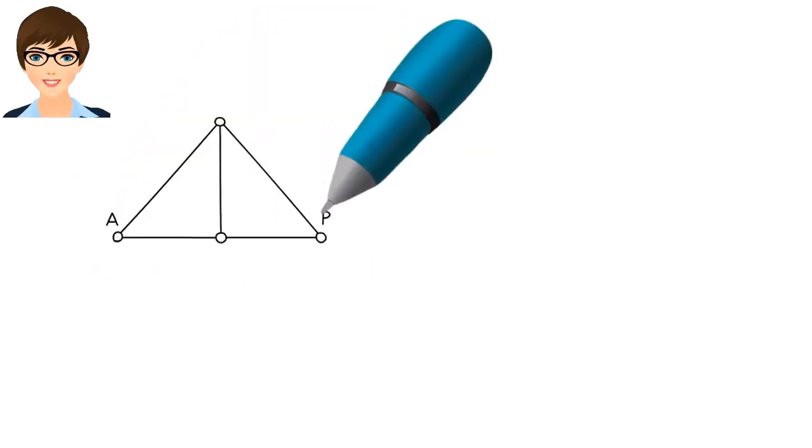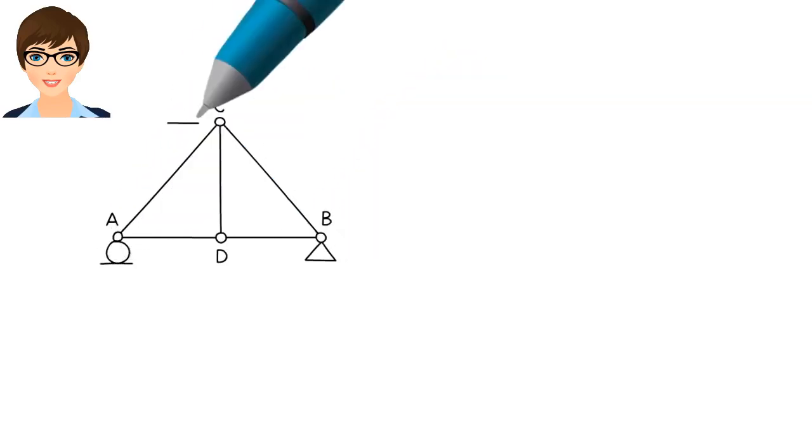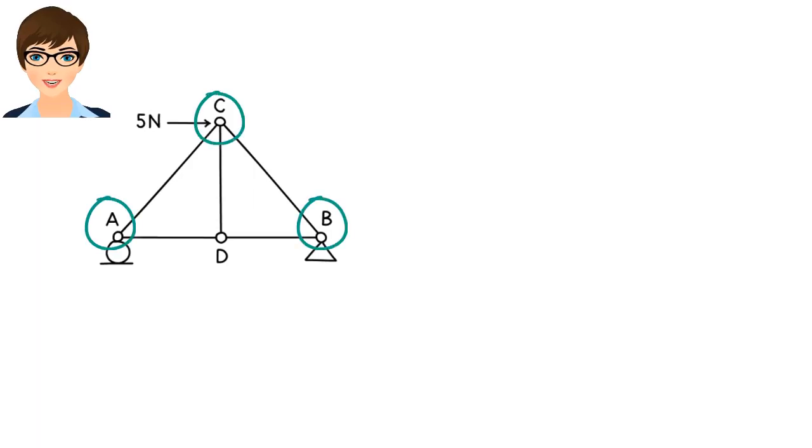Here is a simple truss structure with 5 members. The frictionless joints of the truss are labeled A, B, C, and D. The truss is subjected to a horizontal force of 5 newtons at joint C. The entire structure rests on a pin support at B and a roller support at A.